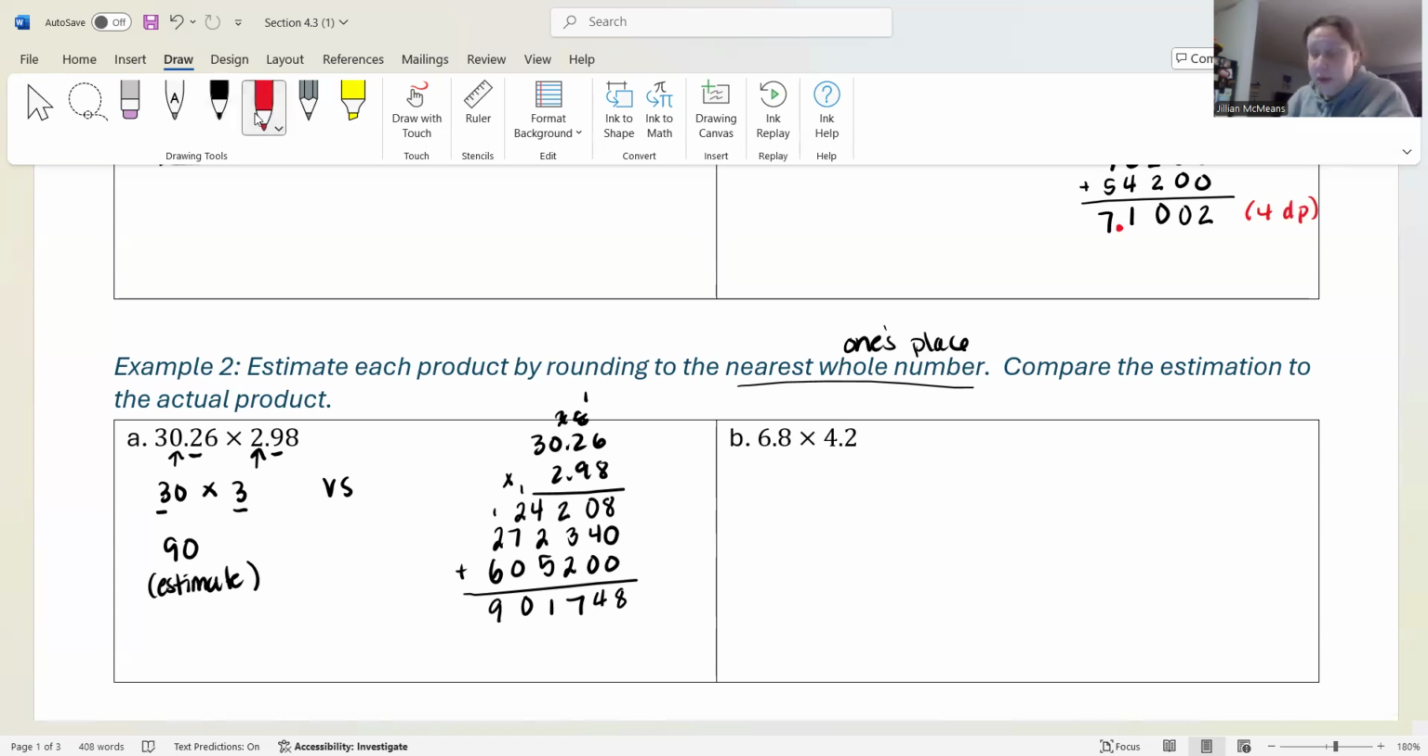Let's figure out our decimal places. So 30.26 has 2 decimal places. 2.98 has 2 decimal places. That means my final answer needs 2 decimal places. That's a lie. It needs 4 decimal places. So we get 90.1748. So our estimate was a little bit low, but it was pretty close.